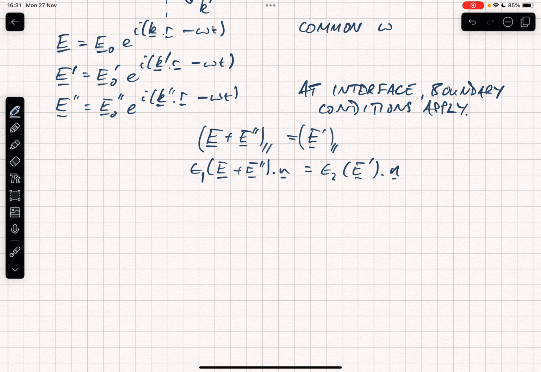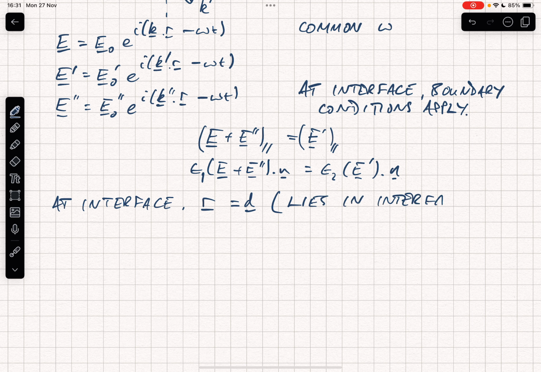So just by looking at these boundary conditions and the general forms of these waves, we must say that at the interface, and let's specify that at the interface, the position vector r is going to equal some point d, which lies in the interface. So at the interface, the phases must match.